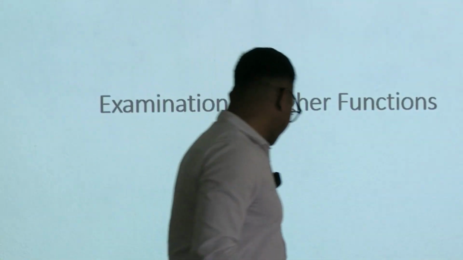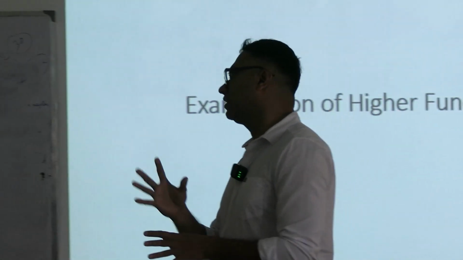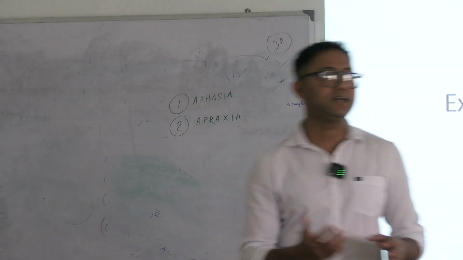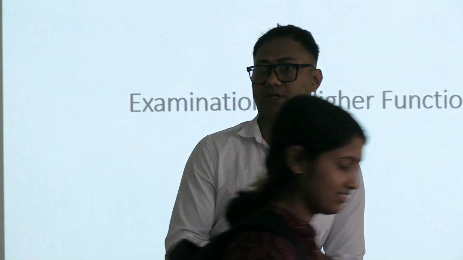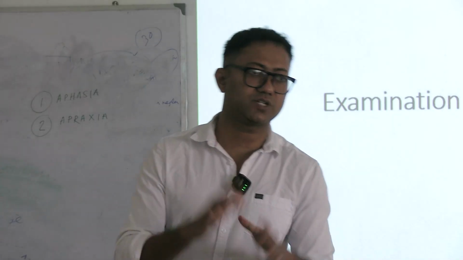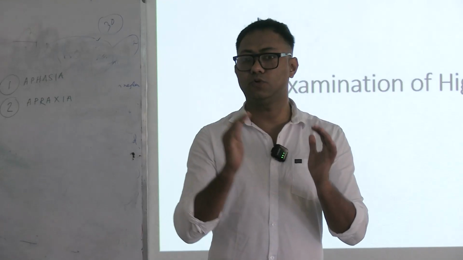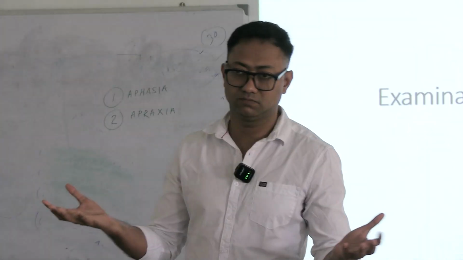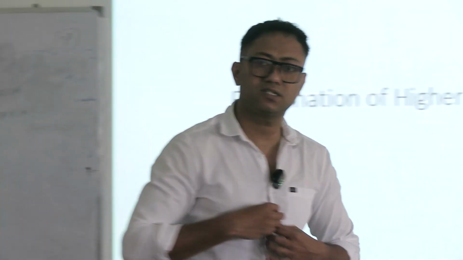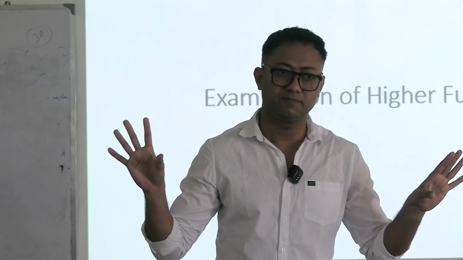What is apraxia? There are many types of apraxia. Just for your idea, I am giving examples of apraxia. There are different types of apraxia, right? Constructional apraxia. So, simply, inability to perform fine motor activity. Give an example of fine motor activity: just buttoning and unbuttoning your shirt. This is a fine motor activity, right?